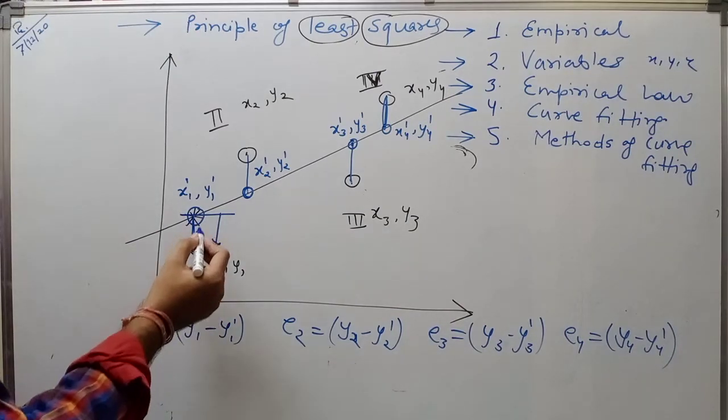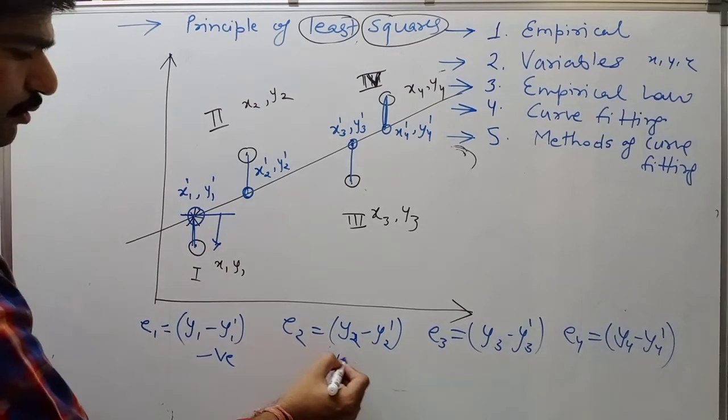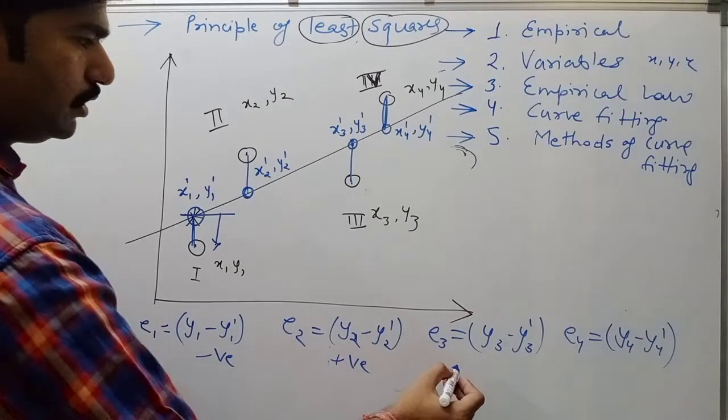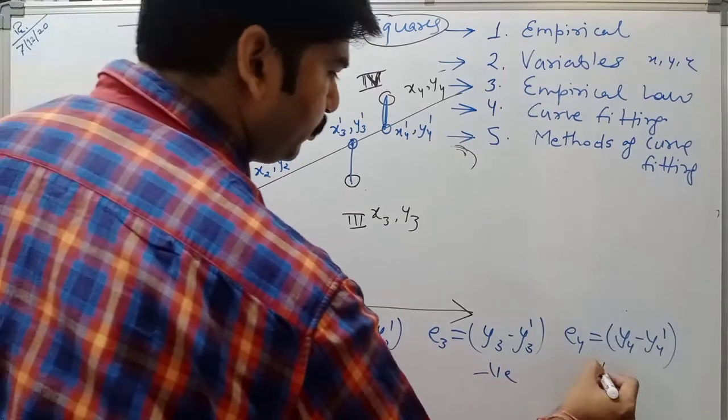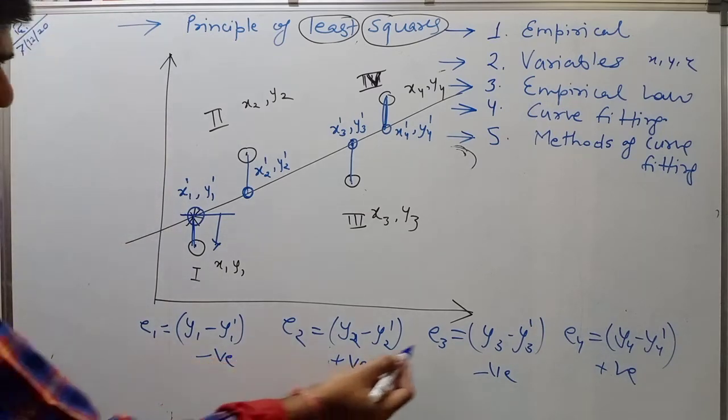Here y1 is below it, so it will be in the negative. This will be in the positive. This will be again negative, and this will be positive. If you try to find the difference as far as the y is concerned, some error is positive, some error is negative.